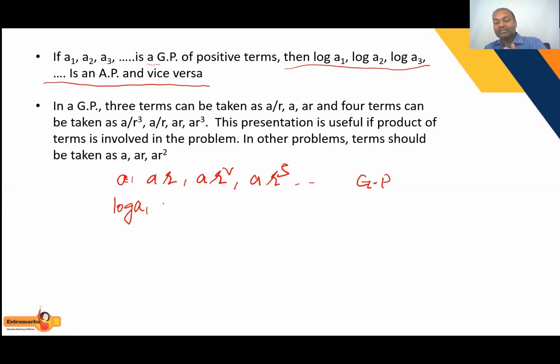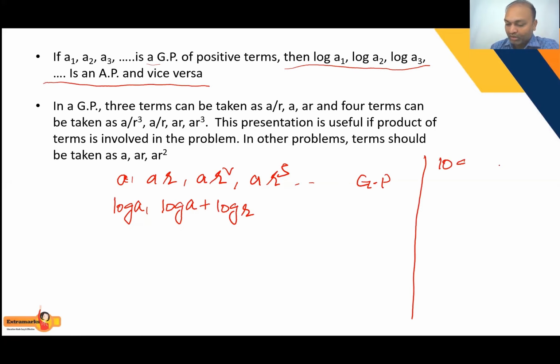Log A plus log B. So this can be written as log A plus log R. So here, what is the property we use? Here I am writing that property: log A plus log B is equal to log AB. This format is there. I wrote this one.